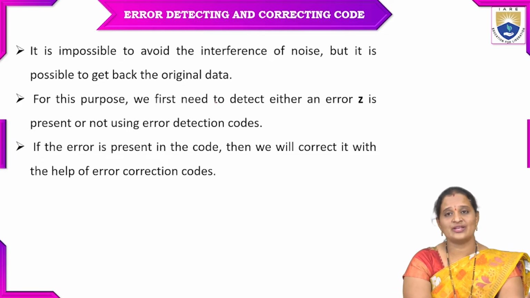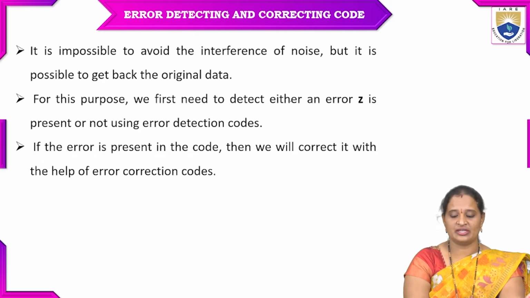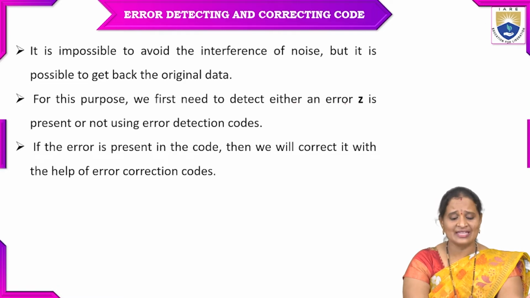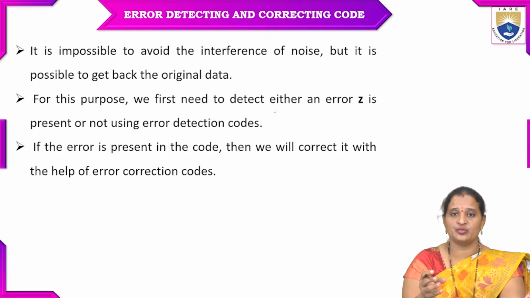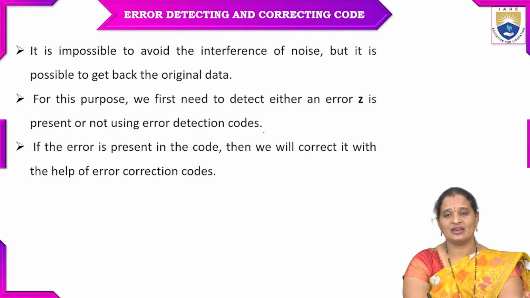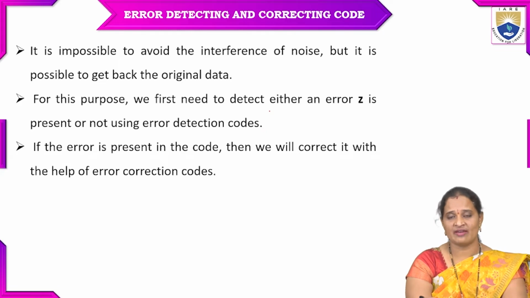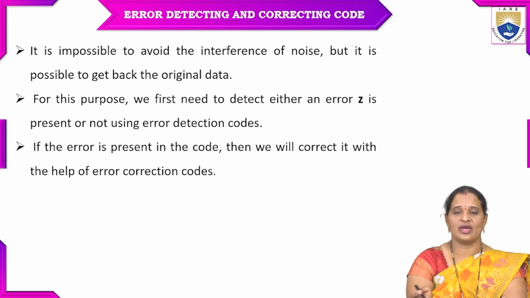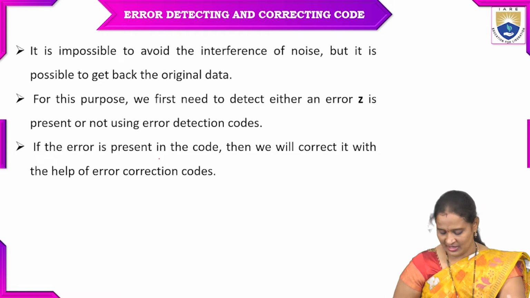For this purpose, first we need to detect an error, whether an error is present or not, using the error detection codes. That means first we need to identify whether an error has occurred in the message or not. For that we use some codes which are called error detection codes. Once the error is detected, that means once we have identified that there is an error present in the message received, then we need to correct it. The correction of an error can be done with the help of error correction codes.